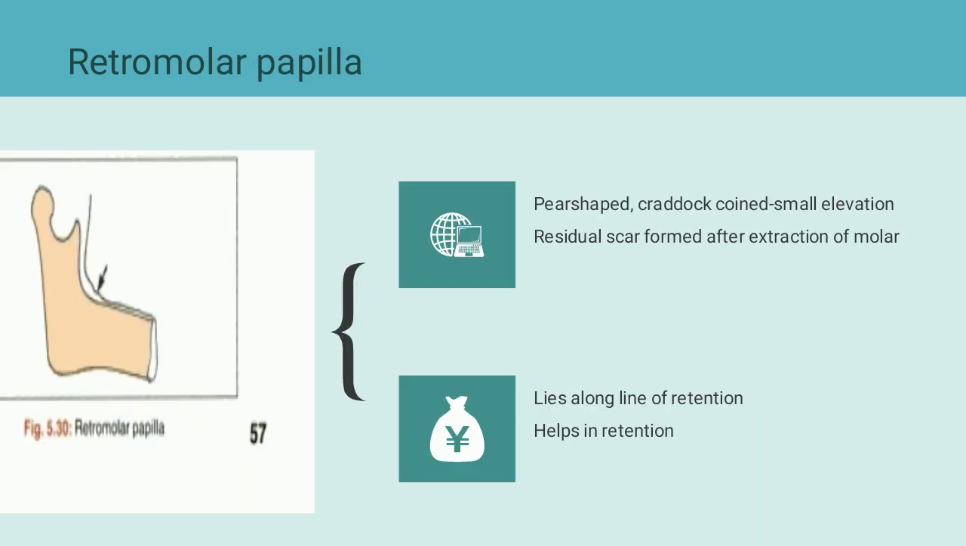Next one is the retromolar papilla. Actually, retromolar papilla is also a comparative concern with the retromolar pad. It is a pear-shaped one. Cradock coined it as a small elevation. A residual scar will be formed after extraction of a molar. In that area, a residual scar and also a slight elevation will be formed. That is a pear-shaped one. That is the retromolar papilla. It also lies along the retention. Helping in retention is the main mechanism of the retromolar papilla.